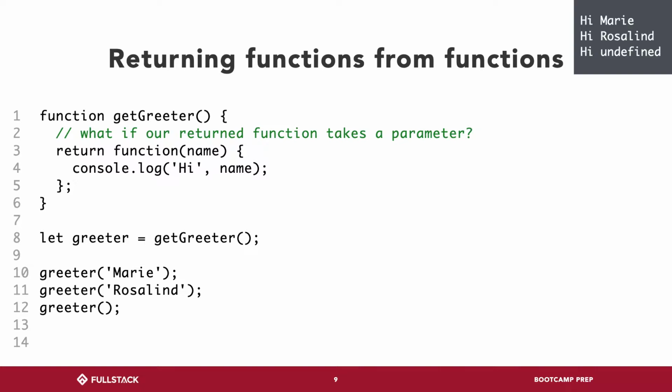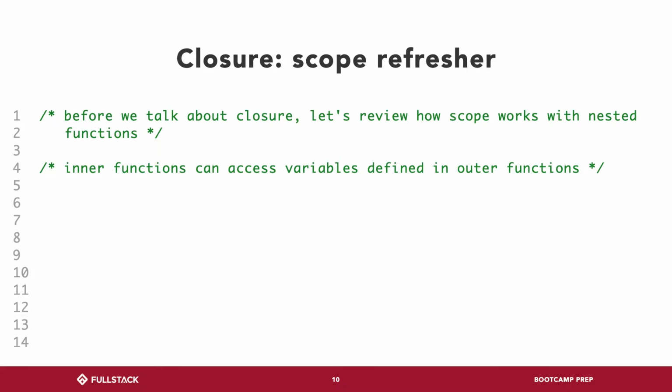This isn't that confusing, right? So now we will get into closure. And this is a little confusing, okay? So let's review how scope works with nested functions.